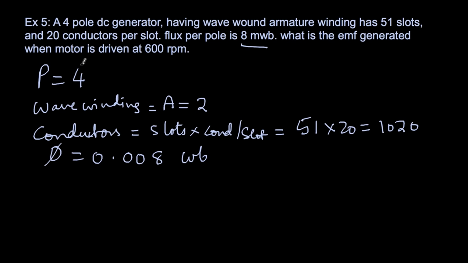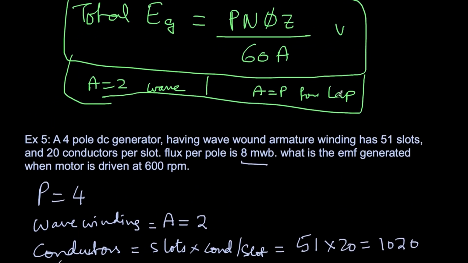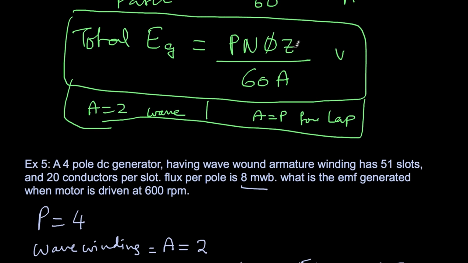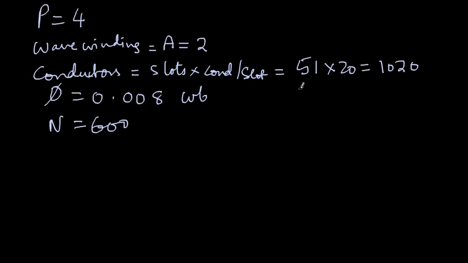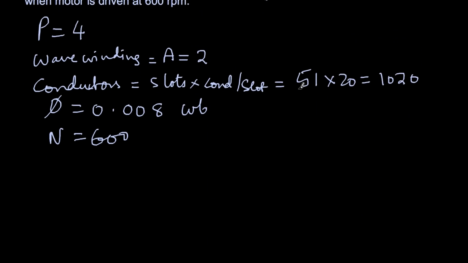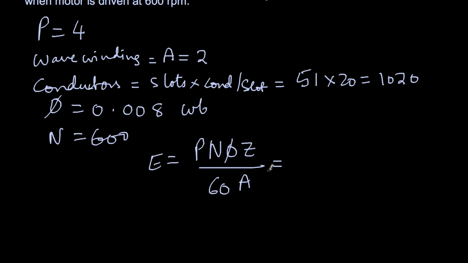What is the EMF generated when the motor is driven at 600 rpm? So N is 600. Now everything is there. If I just refer to the EMF equation, EMF is nothing but P N phi Z divided by 60 A. Now, how do you remember this equation? It is actually quite straightforward.